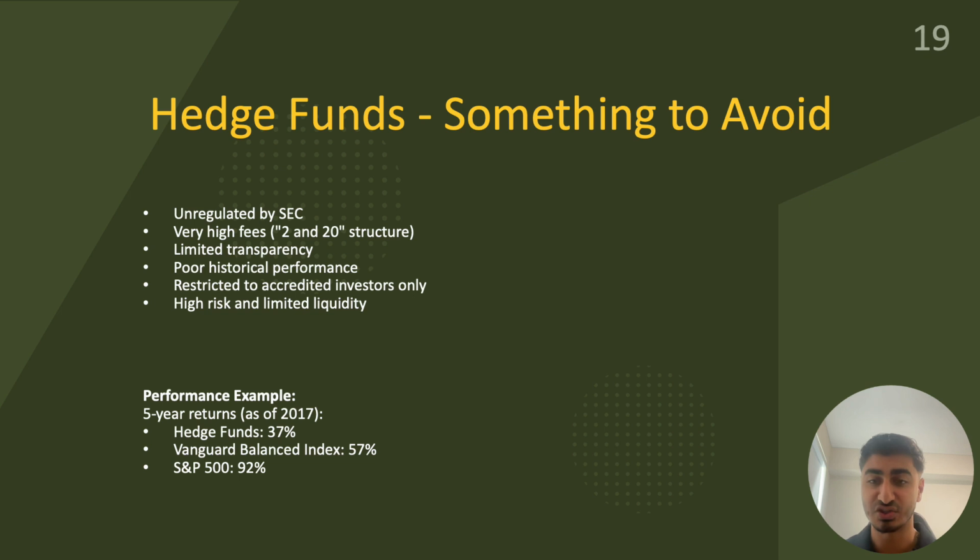They have a high fee structure, typically 2 and 20: 2% of assets under management, 20% of profits, limited transparency and liquidity, poor historical performance compared to traditional investments, and are restricted to accredited investors with $1 million net worth, excluding primary residence, or $200,000 annual income, $300,000 if married. Despite their elite reputation, hedge funds' high fees, risk, and underperformance make them an investment vehicle most should avoid.